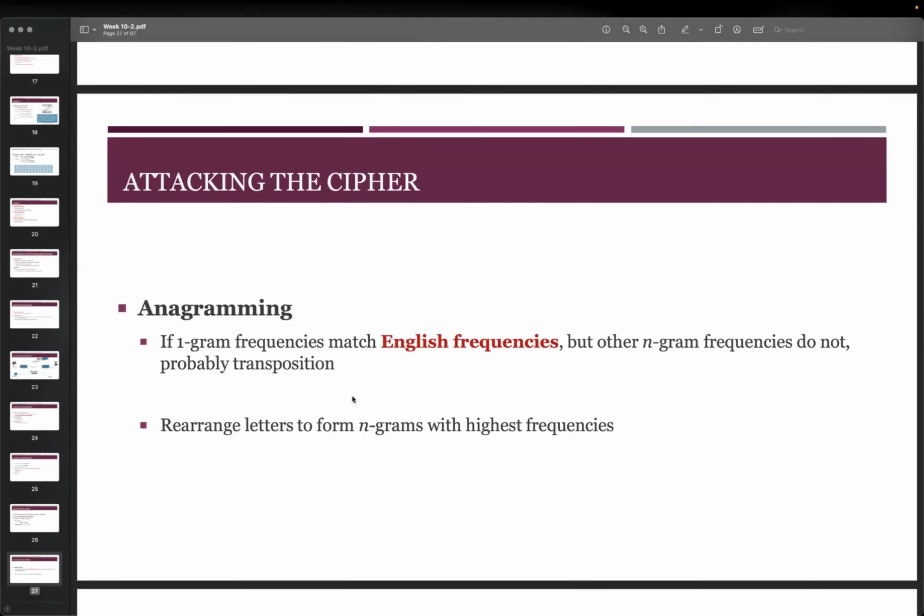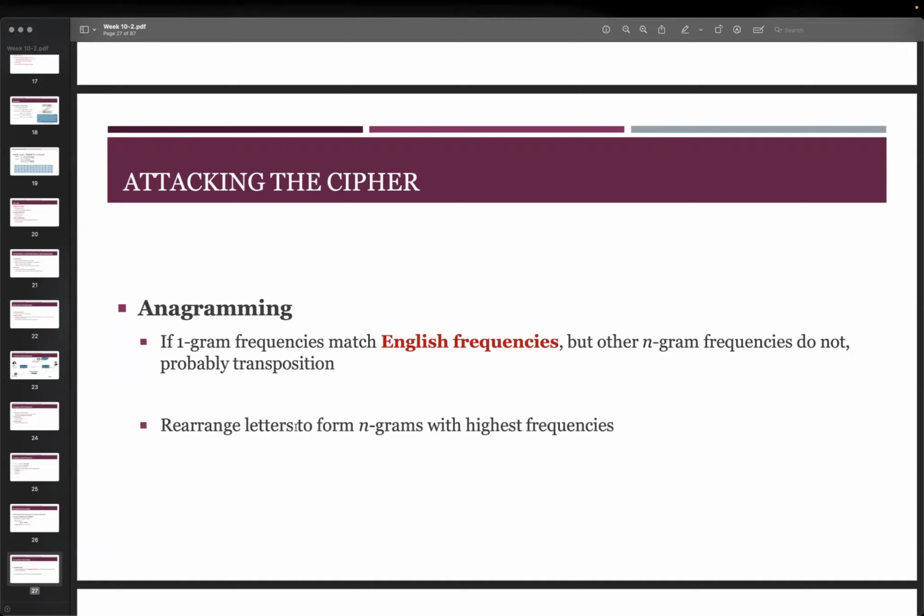And for attacking the cipher, how can we do it? Maybe we have what is called anagramming. We look at the frequency. For a 1-gram, the frequency will match the English letter frequency. But for other n-gram frequencies, they do not. So it is probably a transposition.